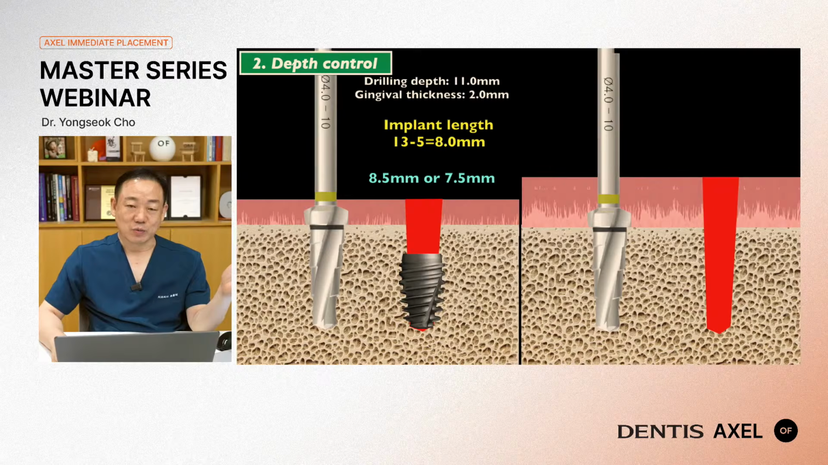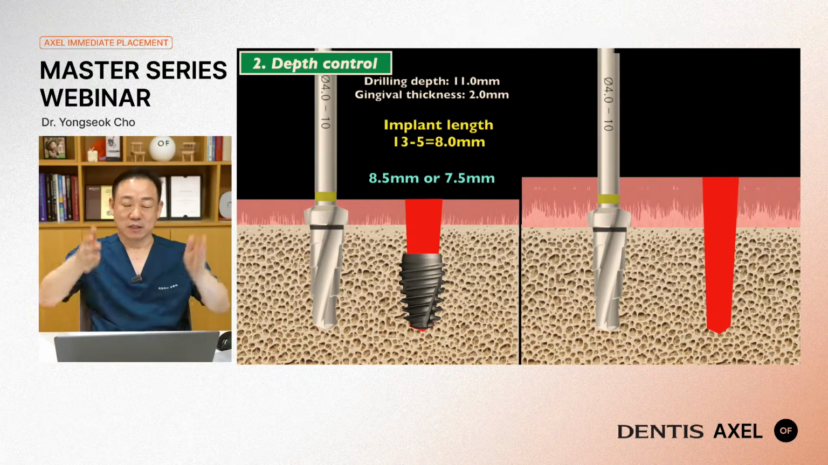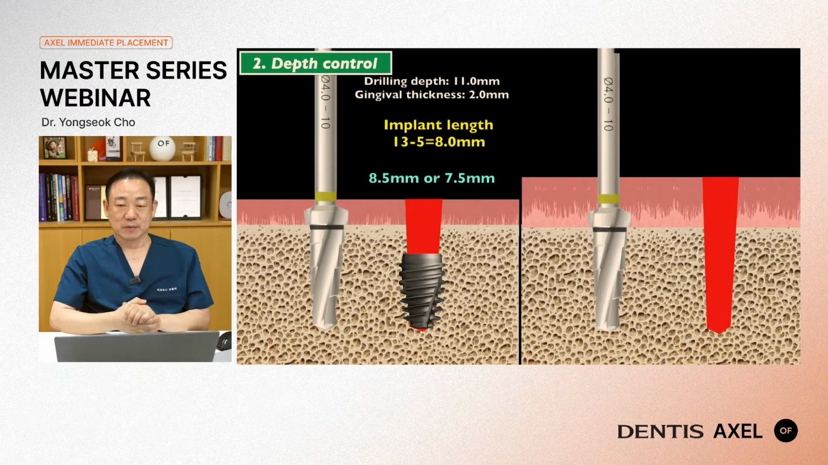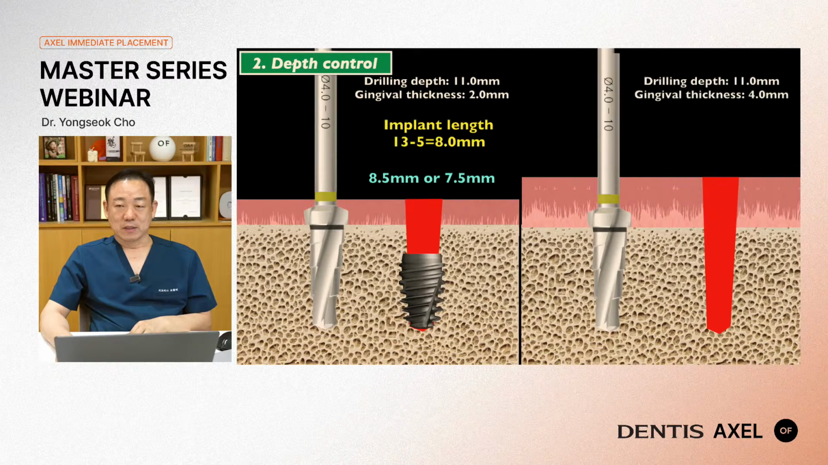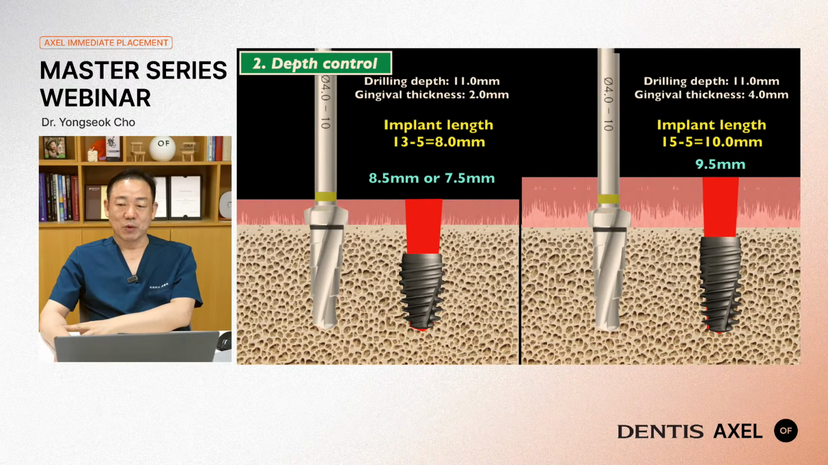Okay, on the left side, we measure the total height and select a short implant, 8.5 or 7.5 millimeter. Then the implant is at adequate depth. Look at the right side. When we prep the osteotomy with the same drill, the drill depth is 11 millimeter. However, the gingival thickness is 4 millimeter. Then, how deep is the hole from the gingival margin? It is 10 or 11.0 millimeter. Okay, that means we can place an implant of 9.5 millimeter.